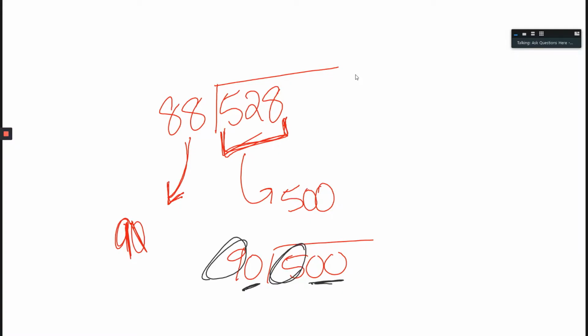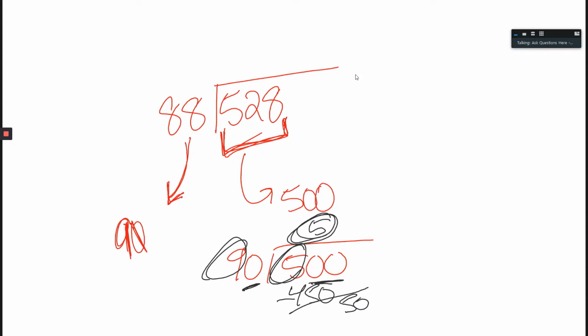So with these numbers, we know that 9 can go into 50, for example, 5 times, right? Because 9 times 5 is 45. So we know that we're going to get a value of around 5 if we divide 90 by 500. Of course, that would leave a remainder of 50, but you don't have to worry about the remainder now. Again, this is all just estimating.